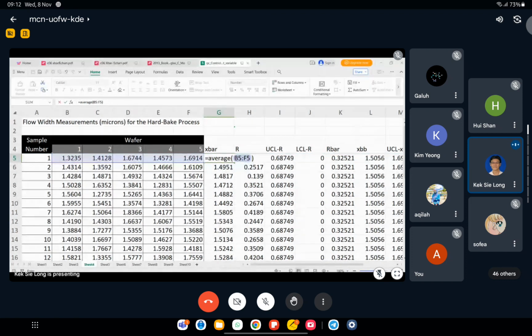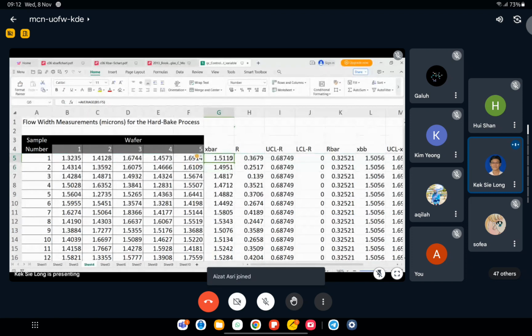B5 dot F5. So B5 dot F5, either you just highlight the region or you can type B5 and then dot F5. But I suggest that after you type equal average, open the bracket and then you just move your cursor to highlight from B5 to F5. Okay, to make it simple. And then enter.